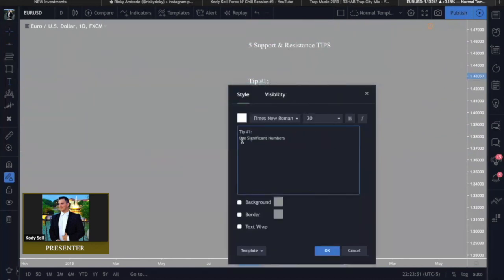All right, let's go ahead and move this down here, and then we'll say tip number 2. Don't overcomplicate your trading.